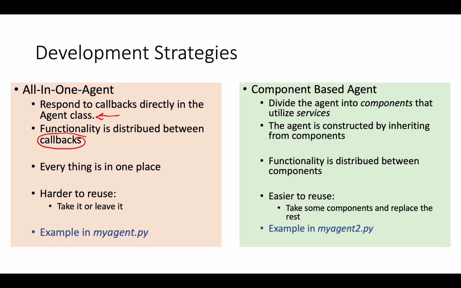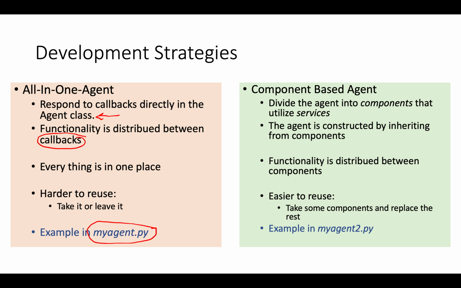As an example of this development strategy, in the skeleton that you download to start developing your agent, you will find a file called myagent.py. This one uses this all-in-one agent design, so it has all the callbacks in it, and you just override what you want.